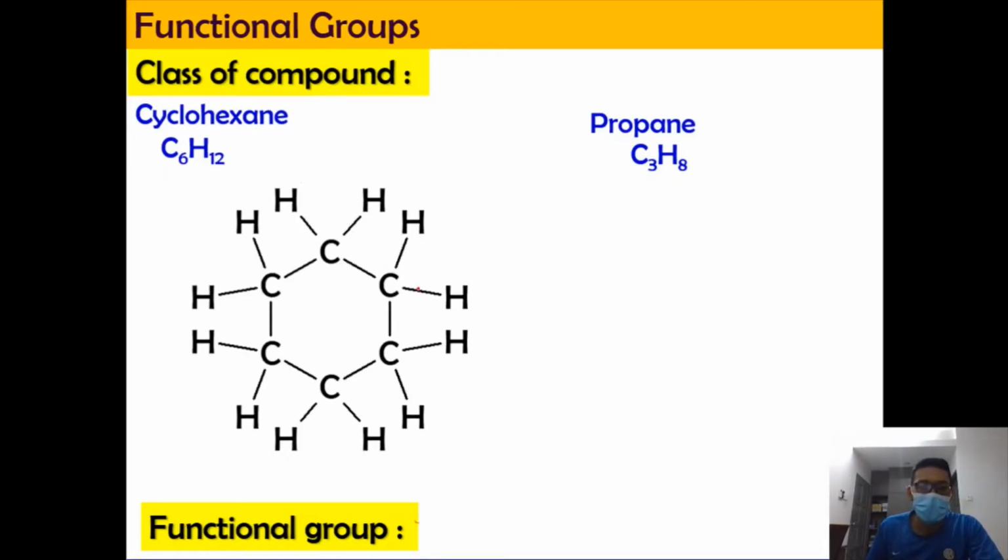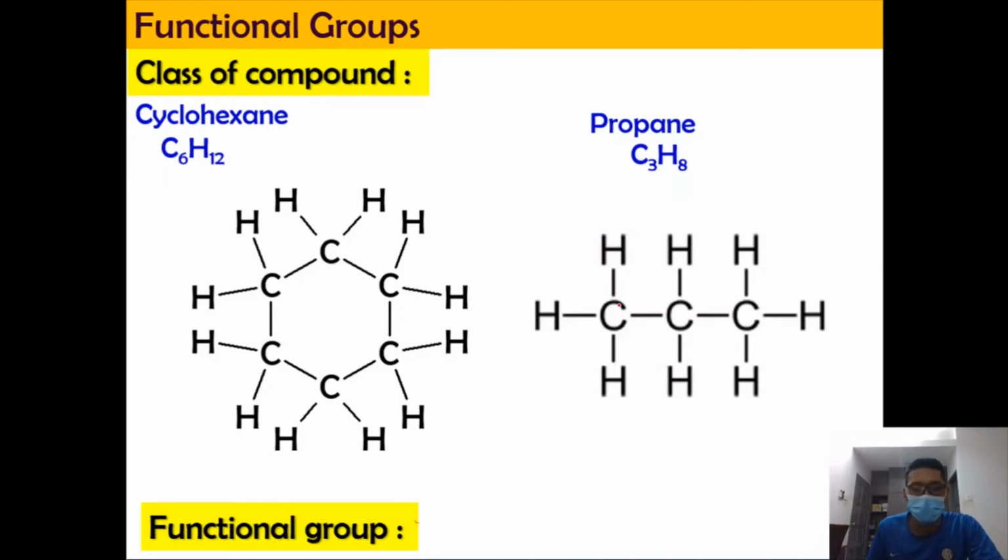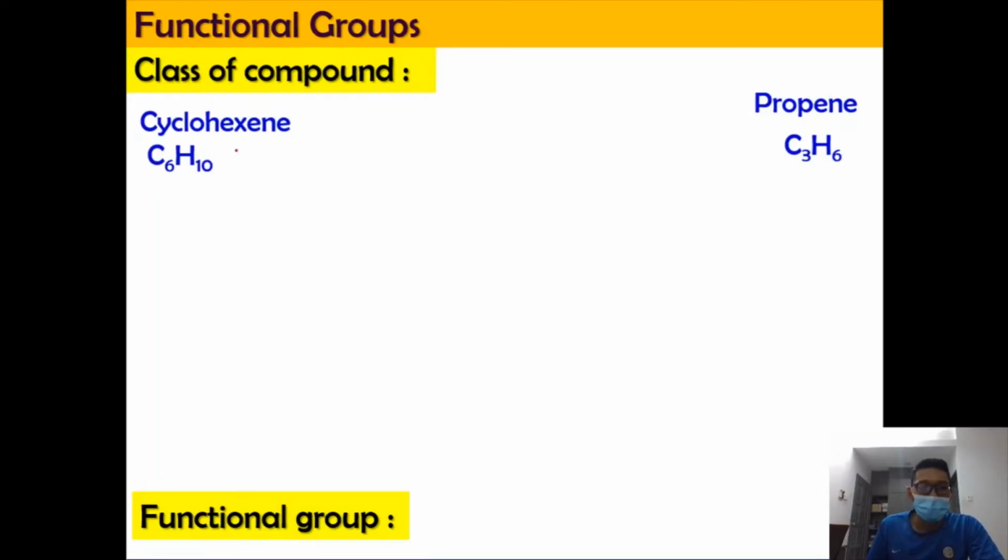So, let's look into the example here, which is cyclohexane and propane. For cyclohexane, you will have a structure like this, and for propane, you will have an expanded structure like this. As you can see here, cyclohexane and propane only consist of carbon and hydrogen. So there will be no functional group present here. So when there is no functional group other than carbon and hydrogen, it means that the class of the compound here is an alkane.